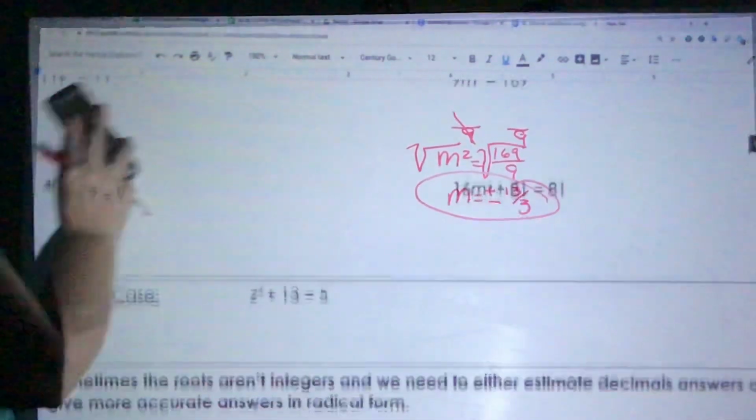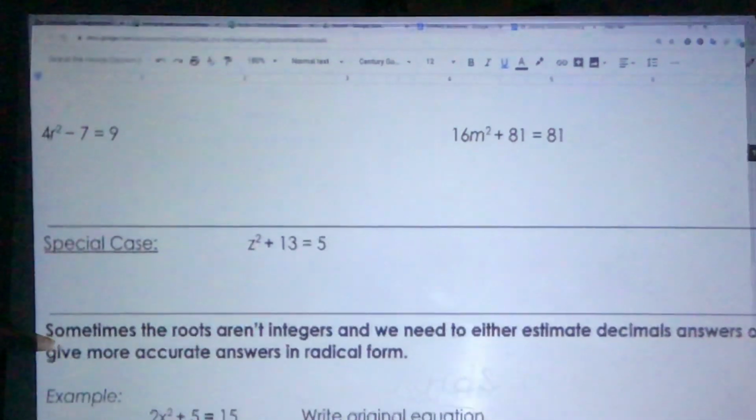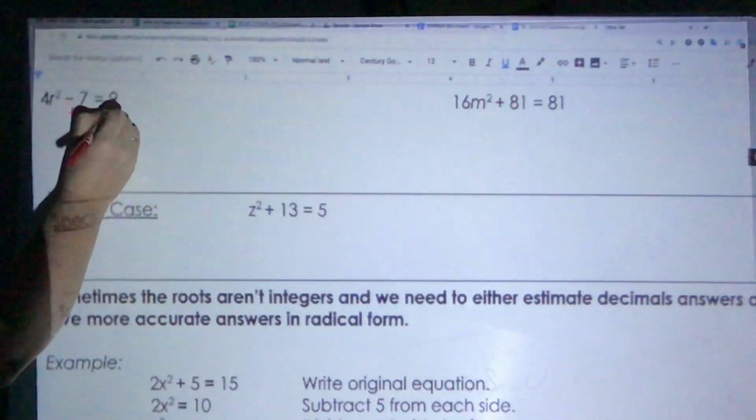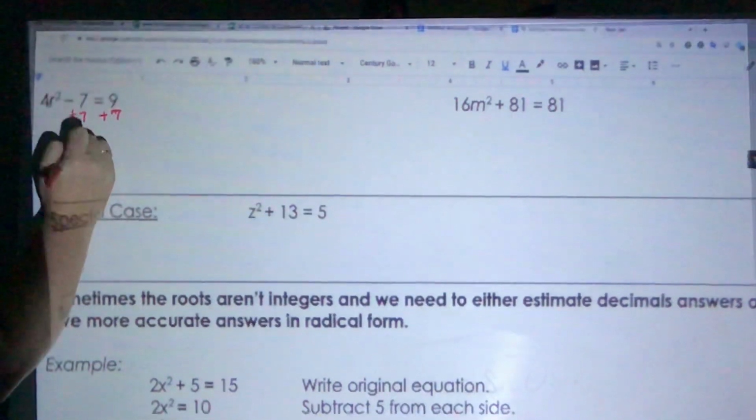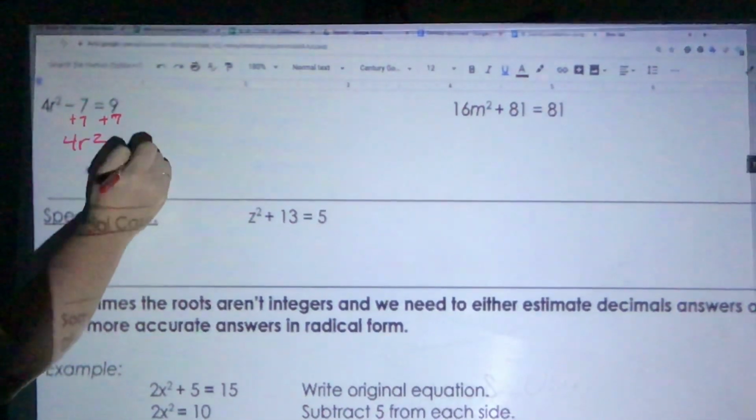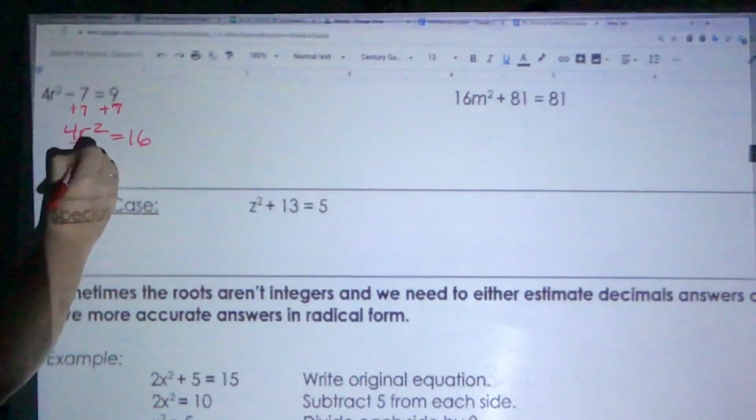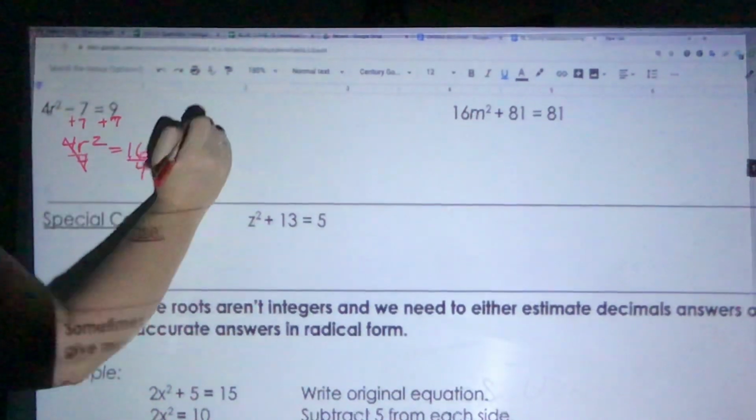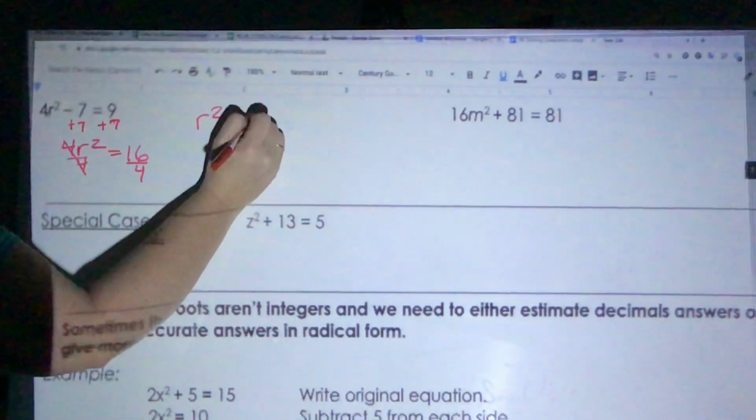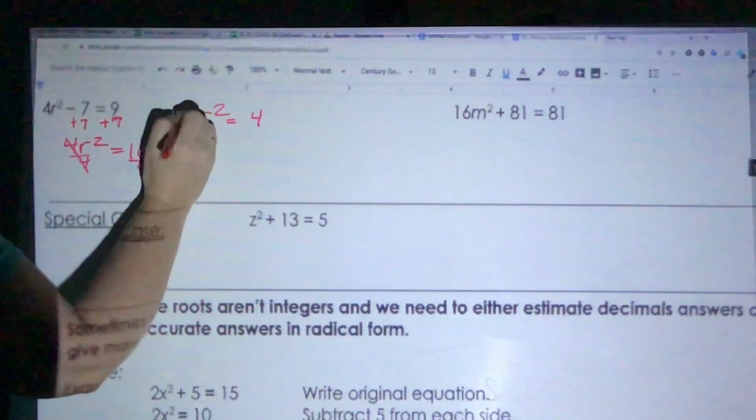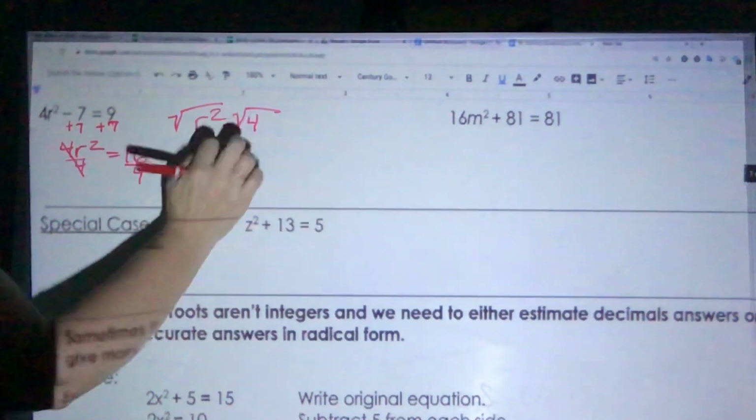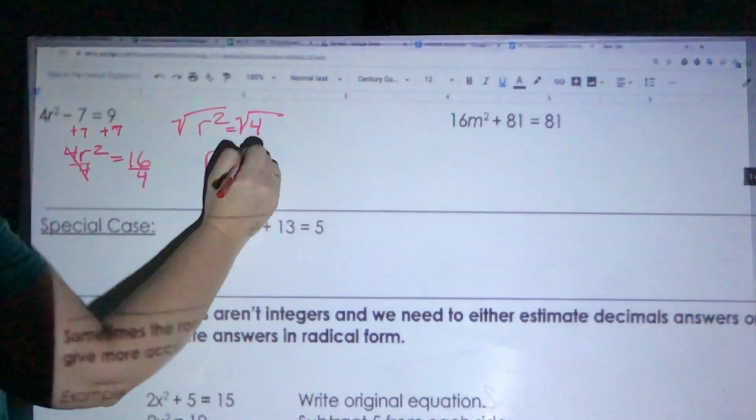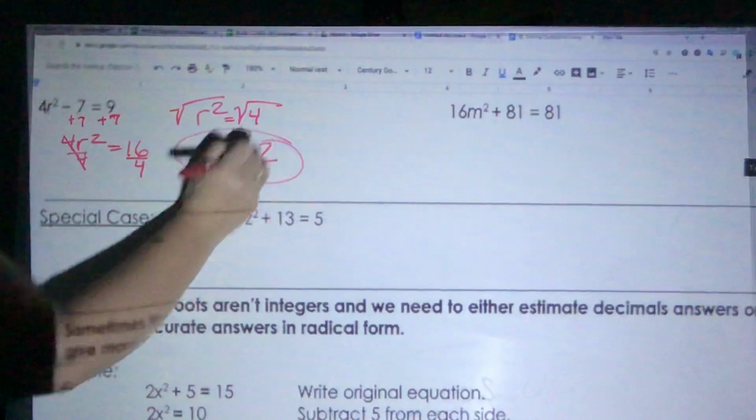Now our next example over here, 4r squared minus 7 equals 9. I'm going to add 7 to both sides to get rid of the minus 7. So we'll have 4r squared equals 16. Now I need to divide by 4 to get the r squared alone. When I divide by 4, I get r squared equals 4. I'm going to square root both sides because whatever you do to one side of the equation, you do to the other side. And I'm going to get r equals positive and negative 2.